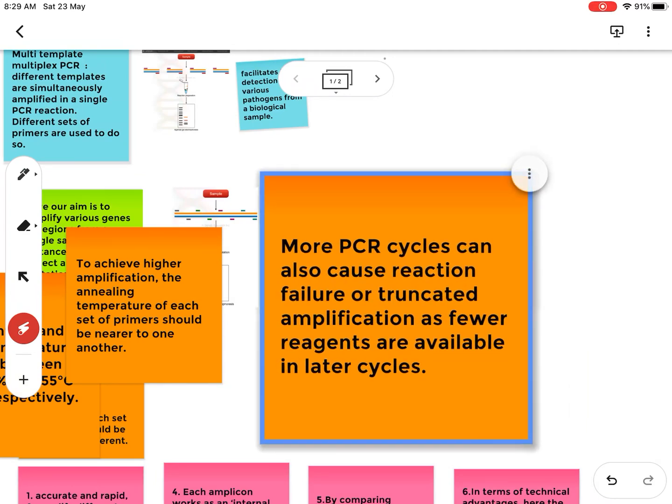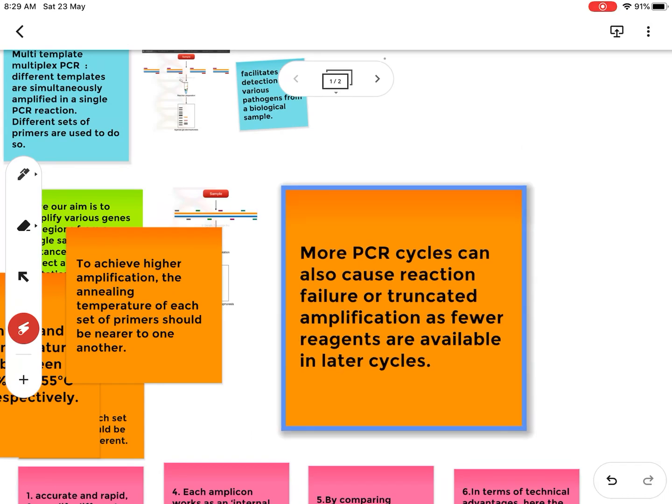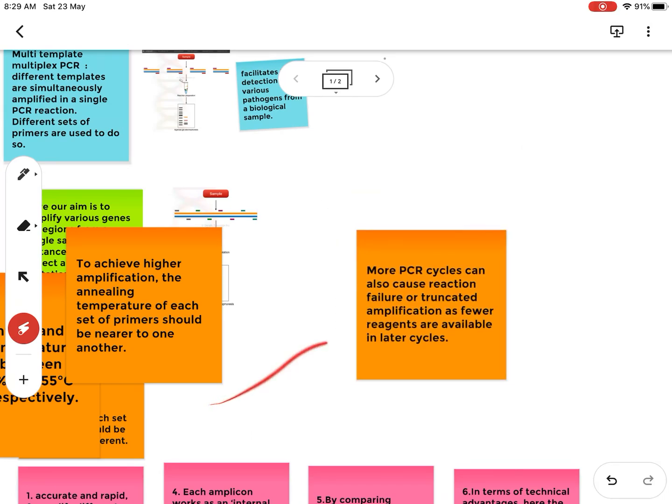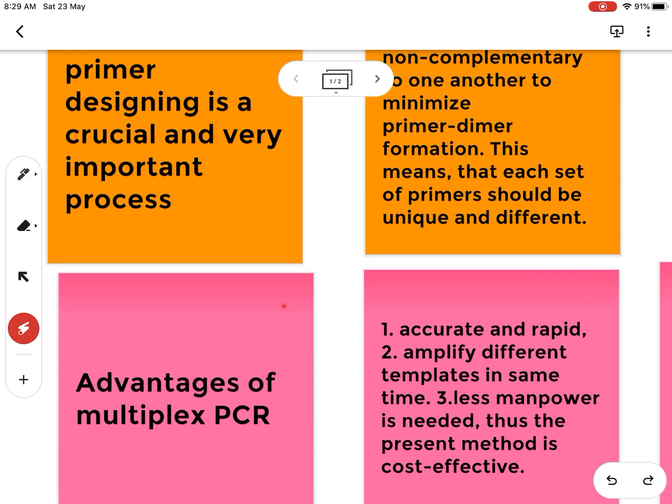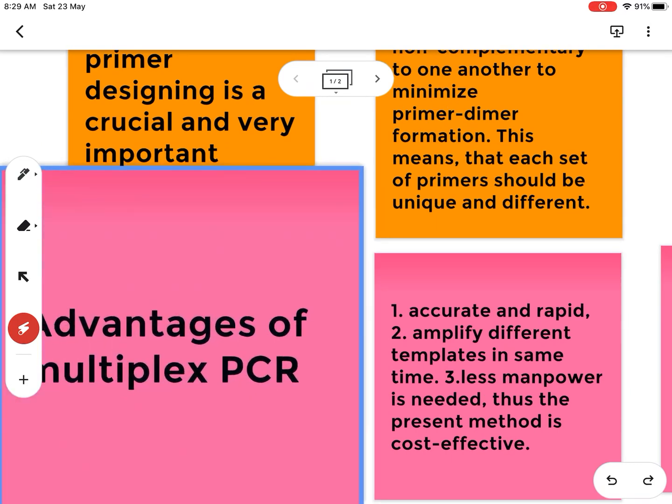More PCR cycles also cause reaction failure or truncated amplification, as fewer reagents are available in the latter cycles. On the contrary, if fewer PCR cycles are set, amplification is aborted prematurely, and not all regions amplify properly. So 25 to 30 cycles are sufficient for this type of PCR. Now let us move towards the advantages of multiplex PCR.